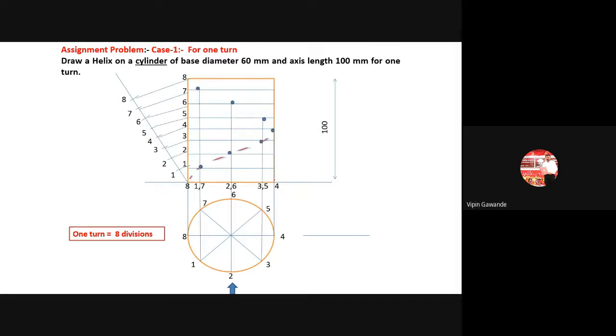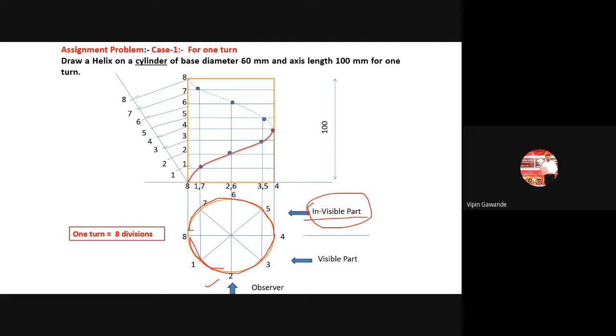Here you have to remember that half of the curve is a dark line, while the remaining half is a dotted line. Why is it so? Because the observer is at the bottom, and the bottom points, that means the half semicircle, 1, 2, 3, 4, are visible to the observer. The topmost semicircle, from 4, 5, 6, 7, 8, is not visible to the observer. That's why it is called the invisible part, and it is shown by means of a dotted line.